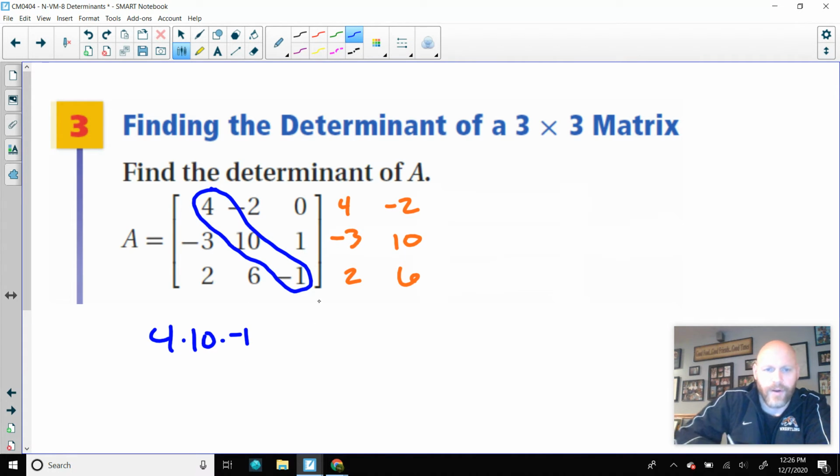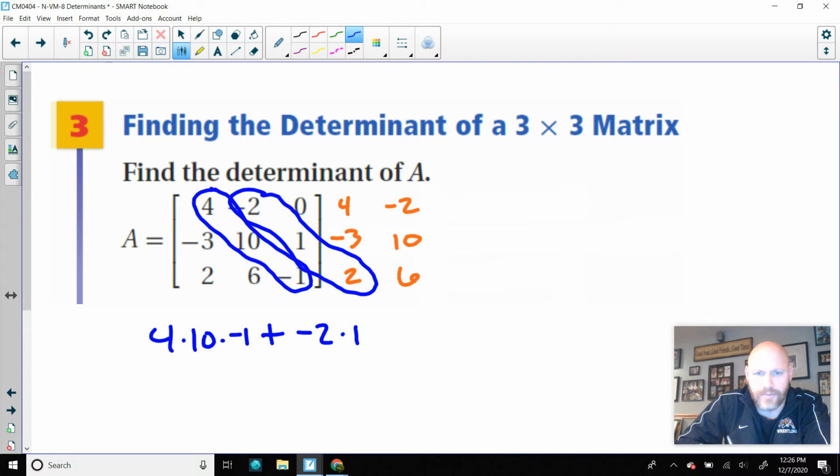All right, now I'm going to grab the next group of numbers, -2, 1, and a 2. I'm going to multiply those together and add them. So once again, I'm going from left to right. So this is positive -2 times 1 times 2. Then I'm going to grab this last row, which is going to be really easy because it's got a nice big fat 0 in it. 0 times -3 times 6. So I'm going to add that.